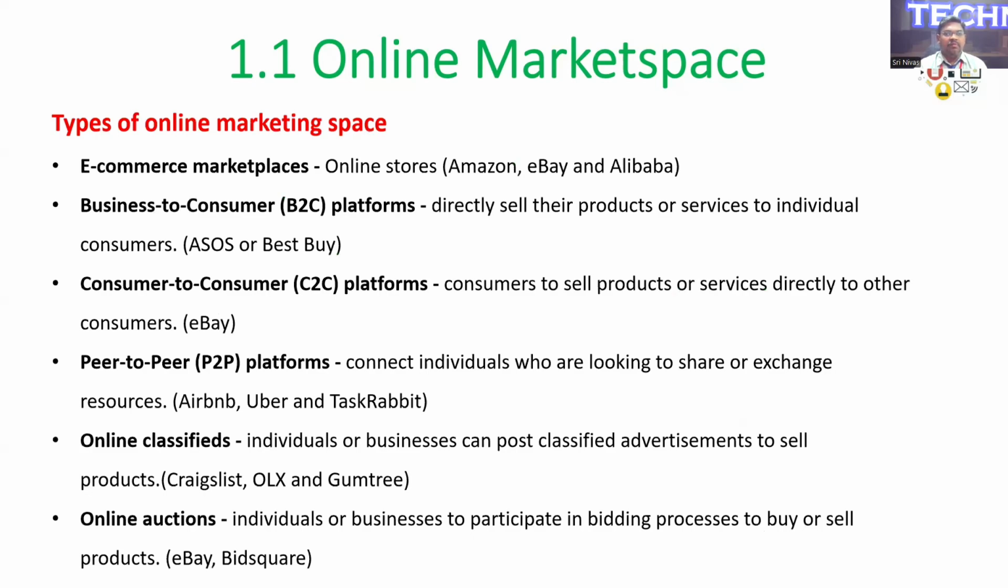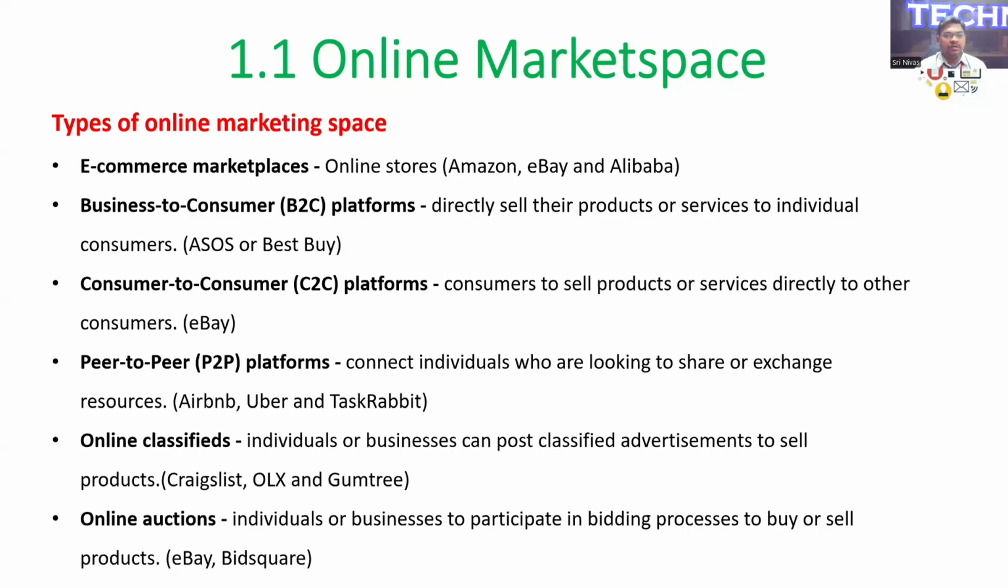So the next one is the types of online marketing space. There are different types of online marketing space, and nowadays we are using a lot of them. The first one is the e-commerce marketplace. That is an online store, for example, Amazon, eBay, and Alibaba. These are e-commerce marketplaces. Nowadays, most people like accessing and purchasing products through these e-commerce marketplaces.